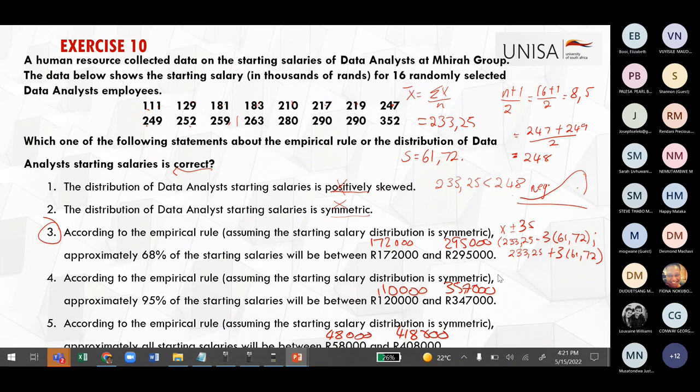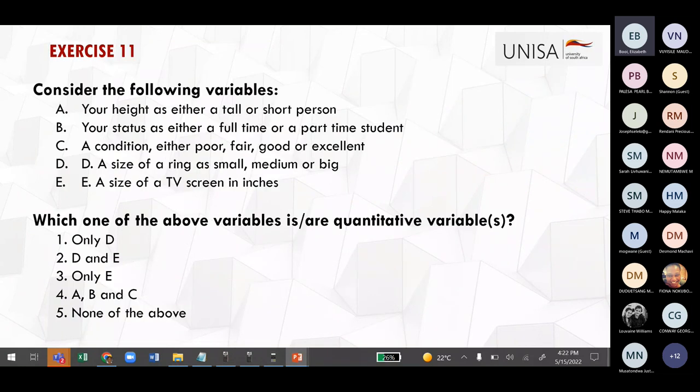And that's one. We have 9 minutes left. Let's see other questions. So consider the following variables.